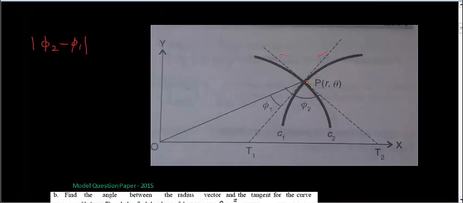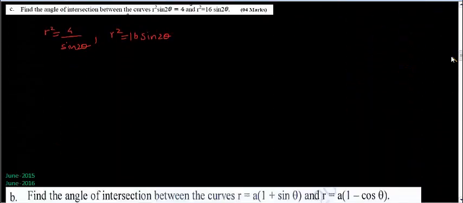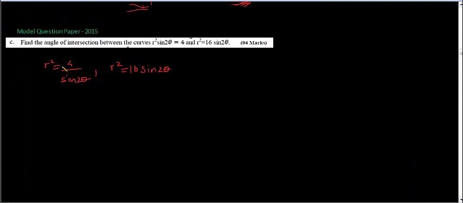At this point P, which is common to the two curves C1 and C2, we can equate the RHS of this with the RHS of this. That is, 4 by sine 2 theta = 16 sine 2 theta. We need to know what theta is. That is why we are equating the RHS of this with the RHS of this.